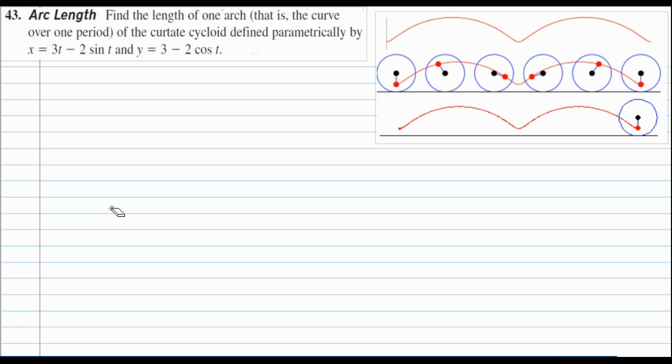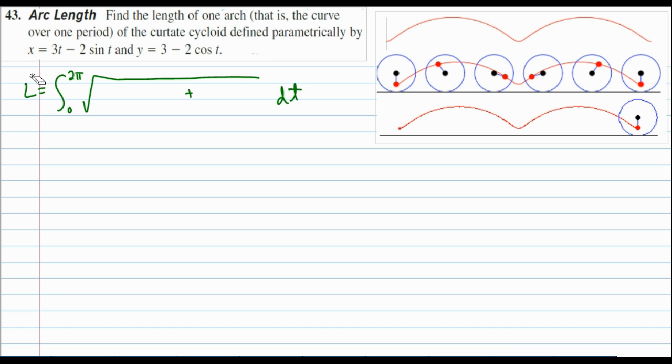Then I'll try problem number 43, which asks us to find the arc length of one arch of a curtate cycloid given parametrically by x equals 3t minus 2 sine of t. So the radius of our circle is 3, but we're looking at a point that's only 2 units away from the center of the circle. And then y equals 3 minus 2 cosine of t.